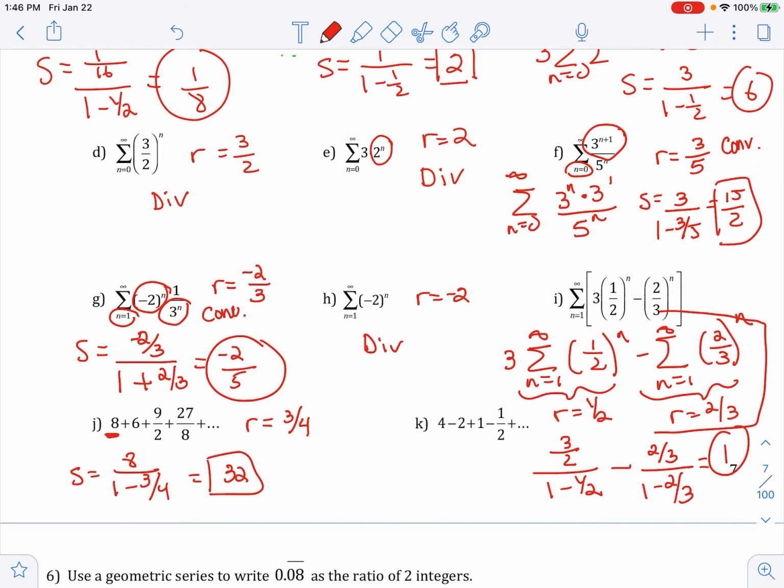32. And the last one, your R is -1/2. Notice the signs are changing. So I do have a sum, which is going to be A over 1 minus -1/2, which is going to give me 8/3.